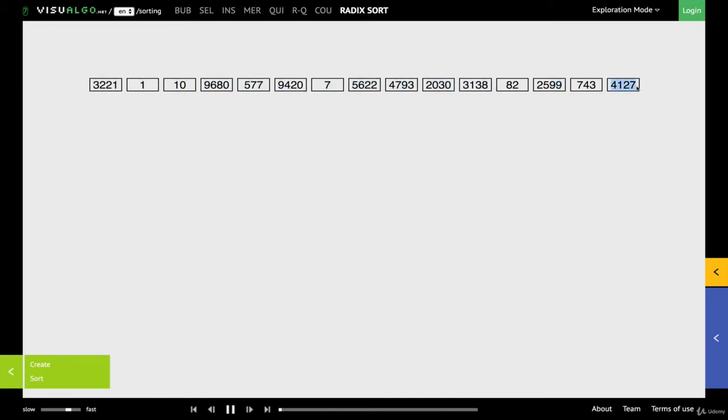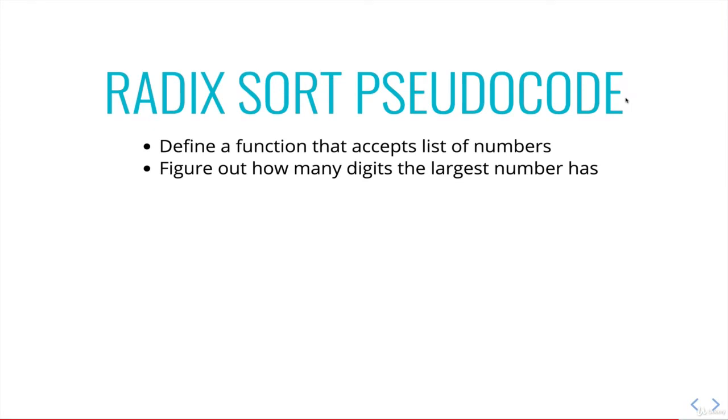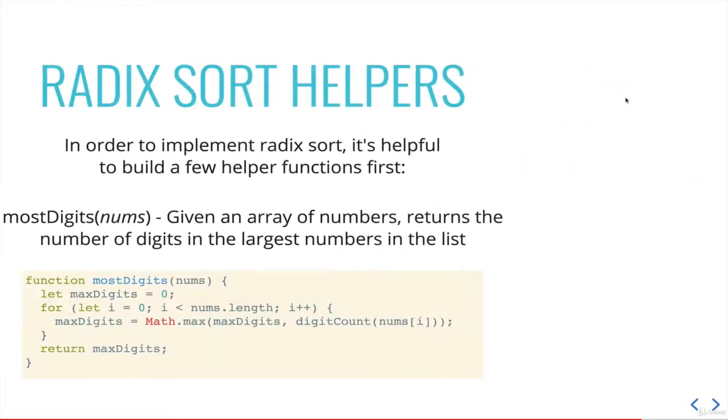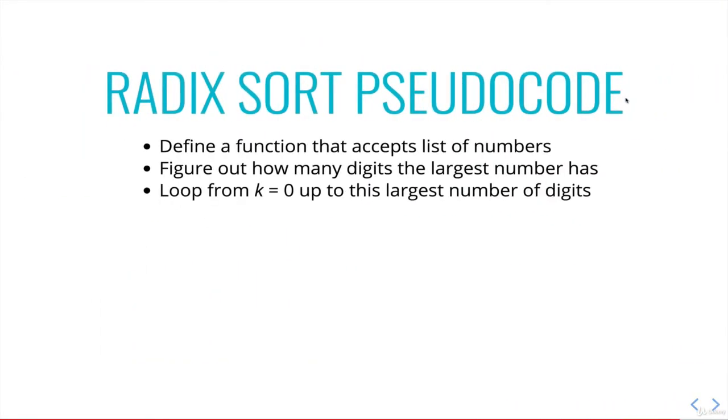There's a couple of 4-digit numbers, or there's more than a couple. So we're going to need to loop 4 times because we're going to need to sort them into buckets for this digit, this digit, this one, and this one. So 4 different times. If we had a 6-digit number, we need to do it 6 times. So once you figure that out using the method we just defined back here, then you need to start a loop from 0 up until that largest number of digits.